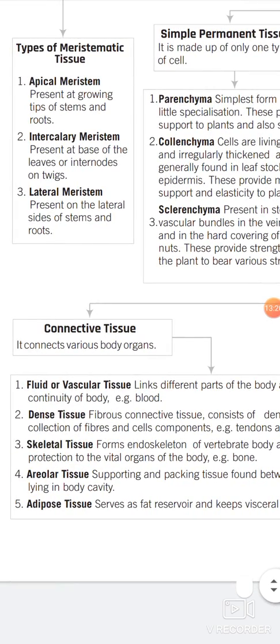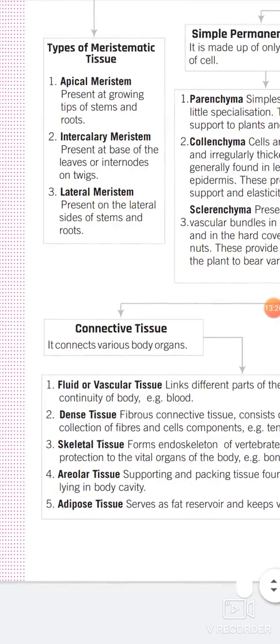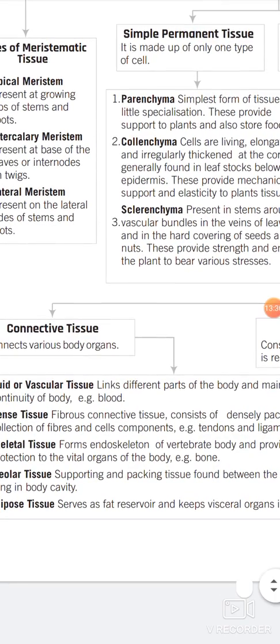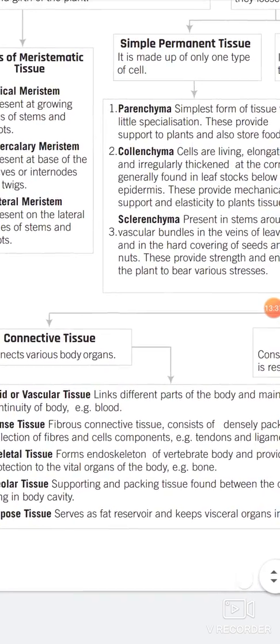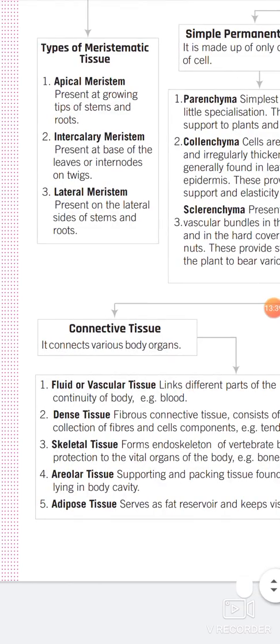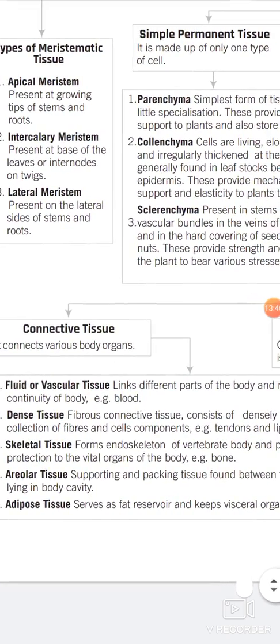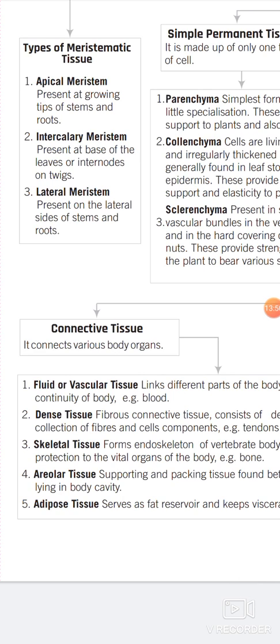Now the third type of connective tissue is skeletal tissue, which forms the endoskeleton of the vertebrate body and provides protection to the vital organs of the body. For example, bone. Skeletal tissue means bone. Now the next is areolar tissue, which supports and packs tissues found between the organs lying in the body cavity. What is the main function of the areolar tissue? To pack. It is one kind of packaging tissue which is found between the organs of our body cavity.